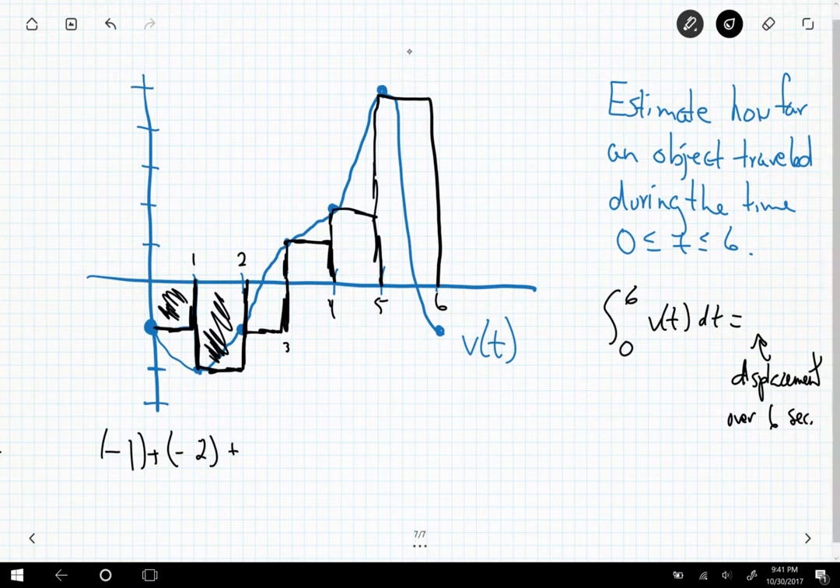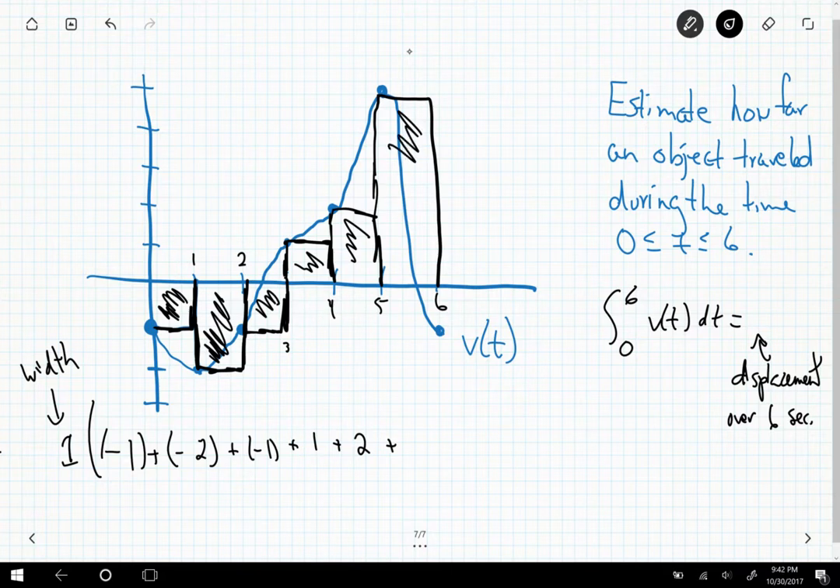plus, keep on going, so we get -1 again for that shaded one. Then plus 1 for the next one, and plus a 2. And you might be saying, but Josh, you aren't multiplying by the width of the rectangle. Remember, the width of the rectangle in every case is 1. So this is the width, and these are your heights. So 1, 2, 3, 4, 5 for this last one. Okay, and we'll close that off.